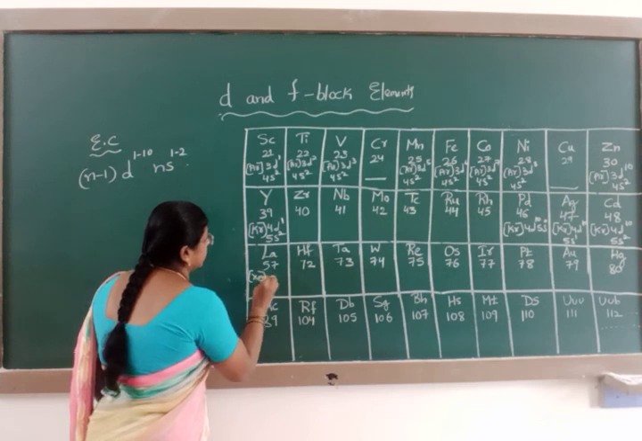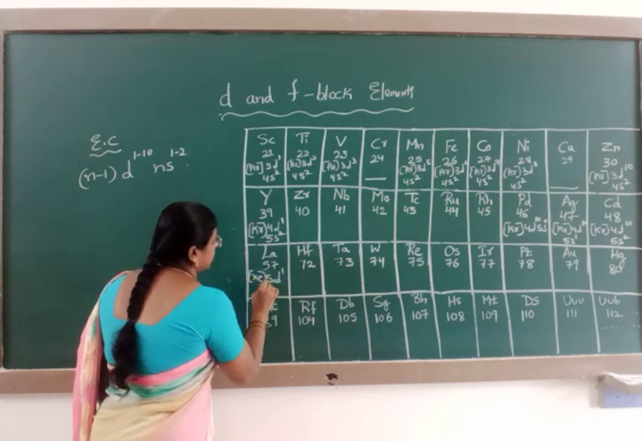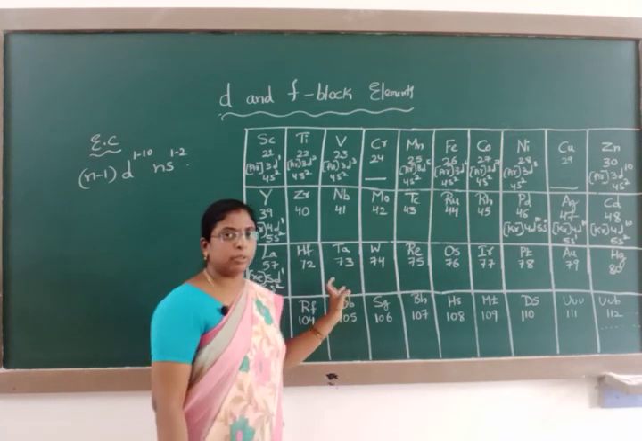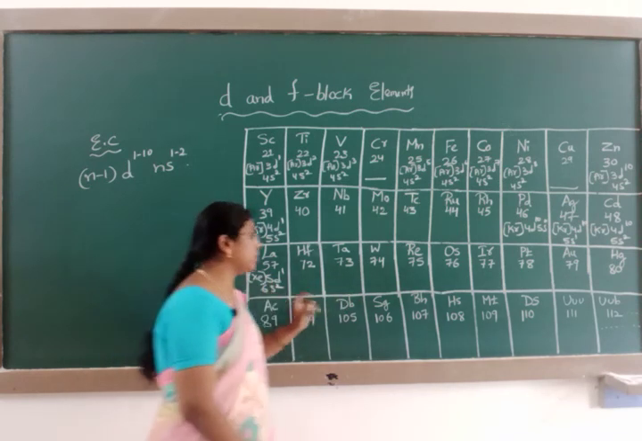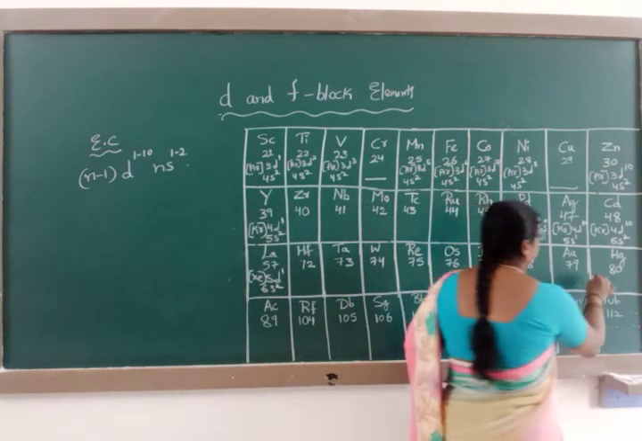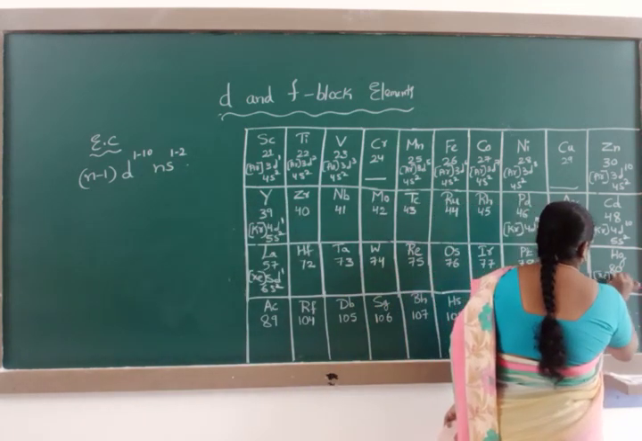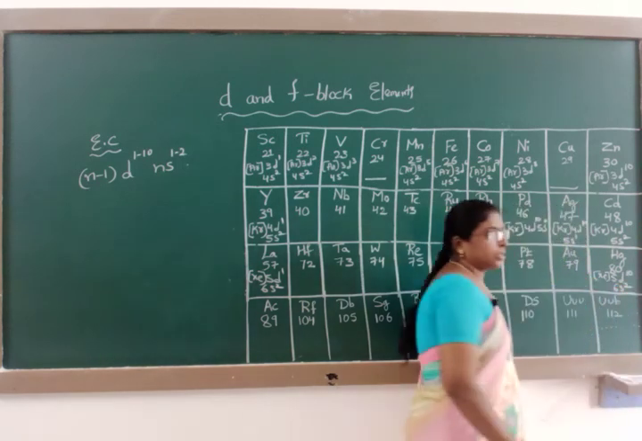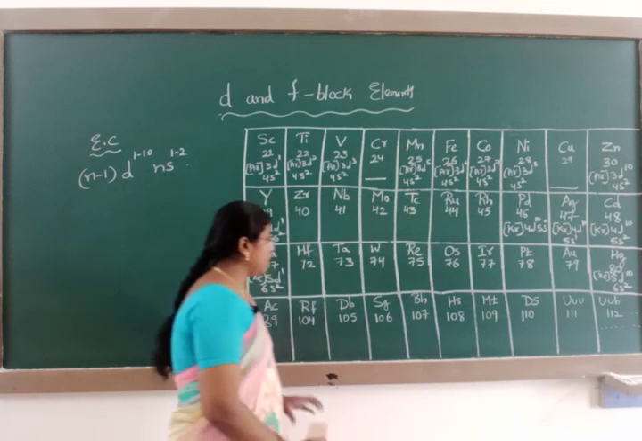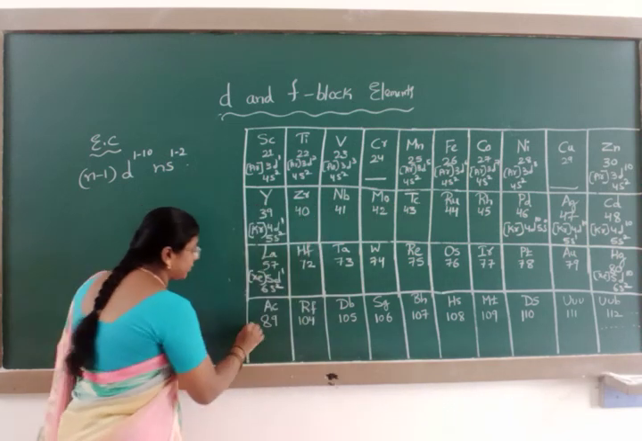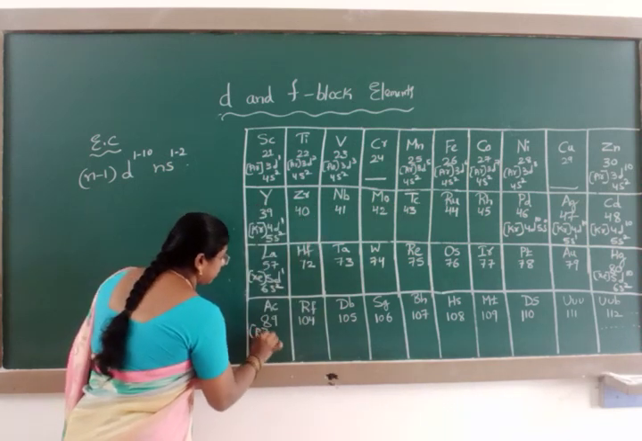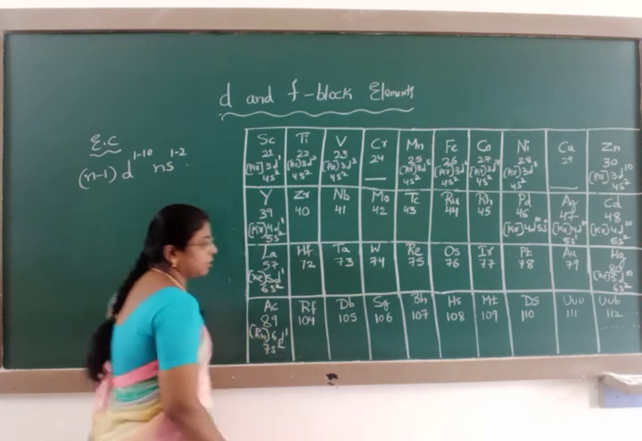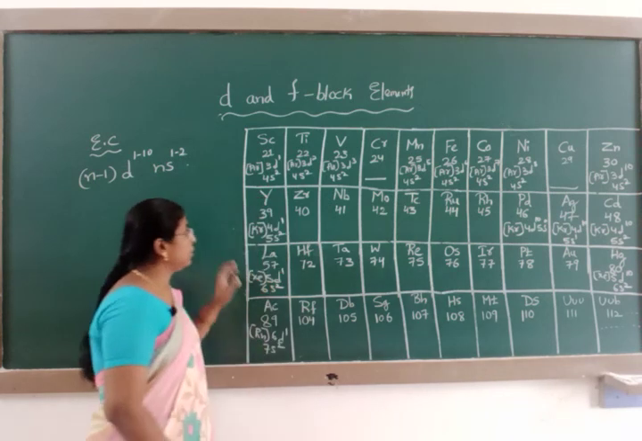Xenon 5d1 6s2 configuration. Similarly, for this series you no need to remember all, just remember the first one as well as the last one. Xenon 5d10 6s2 configuration, it is also completely filled here. Actinium comes here: radon 6d1 7s2 configuration.